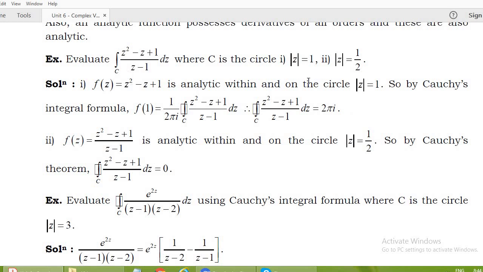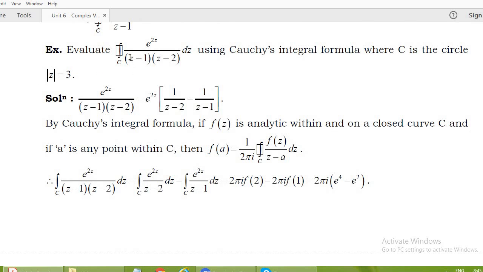Another problem, the same integral but for modulus of z equal to half. This is a circle with center at origin and radius half. So z equal to 1 is lying outside the circle. So here we can take f(z) as the entire thing, z square minus z plus 1 upon z minus 1, and we realize that this is analytic within and on the circle modulus of z equal to half. So by Cauchy's theorem, the integral over closed curve of f(z) dz is equal to 0.